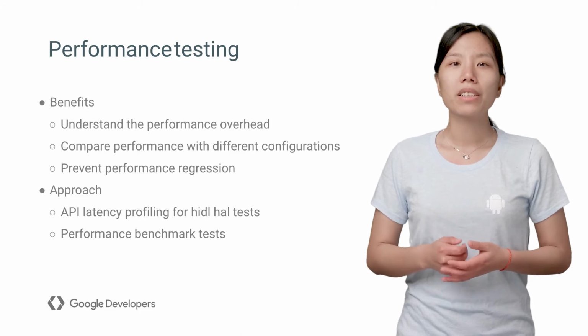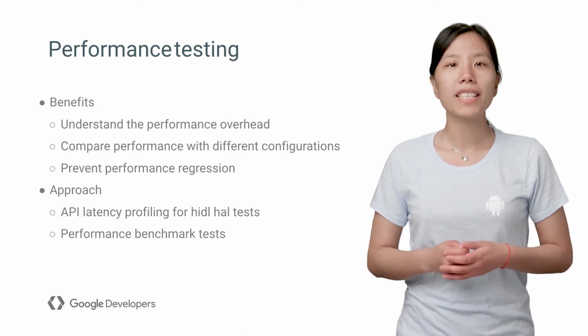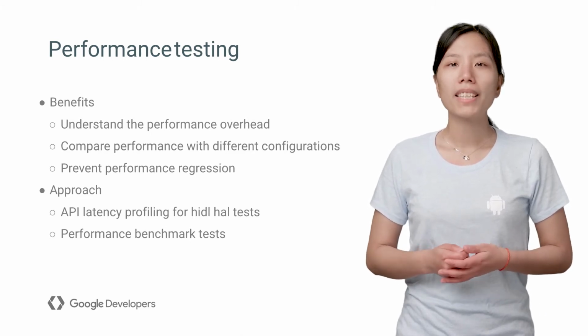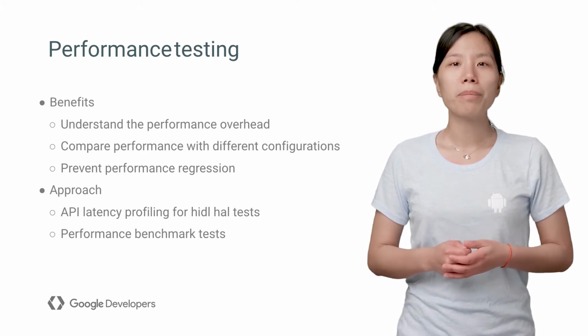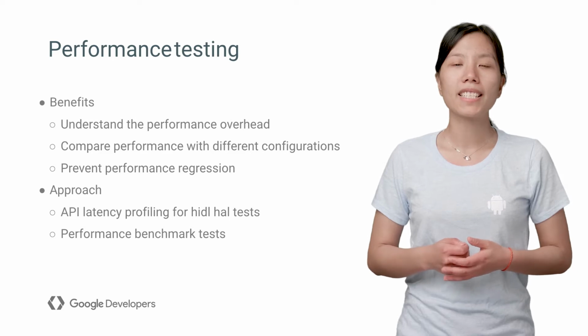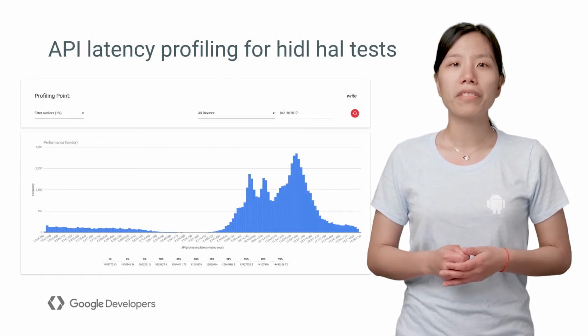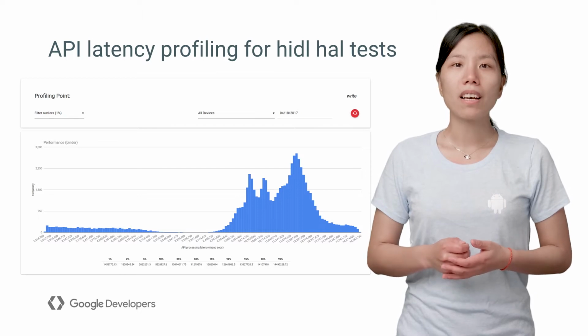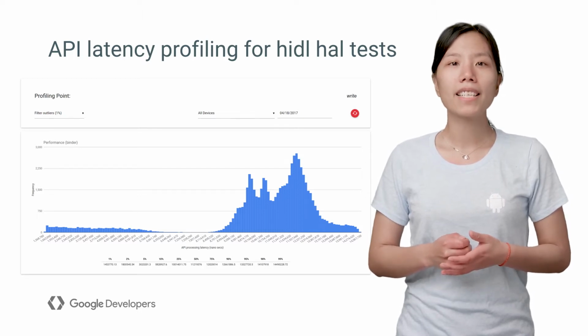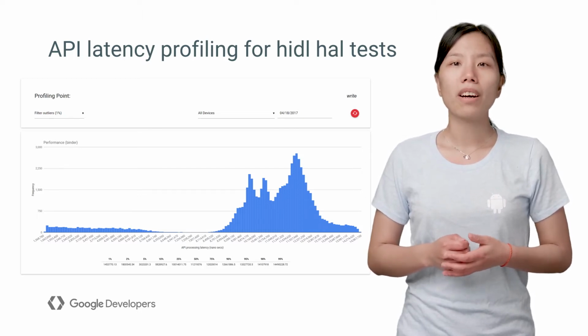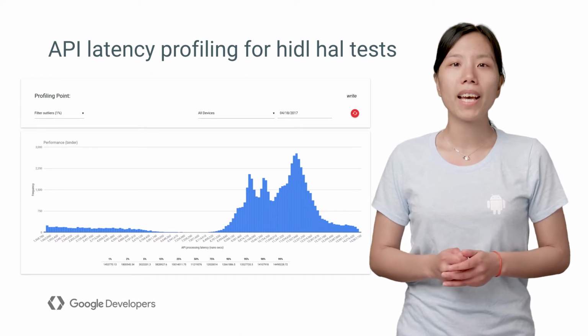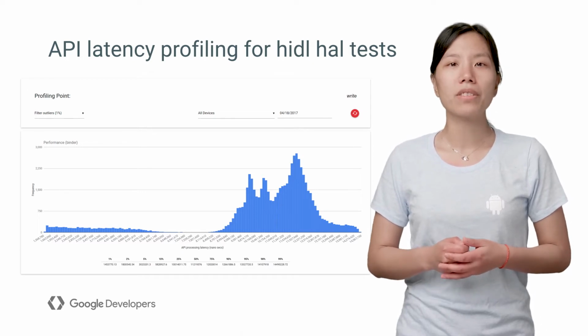There are two ways to do performance testing with VTS. One is automatic API latency profiling, and the other is to run a performance benchmark as a VTS test. So first, API latency profiling piggybacks on existing HAL tests and automatically records the latency of each API call during the test execution.